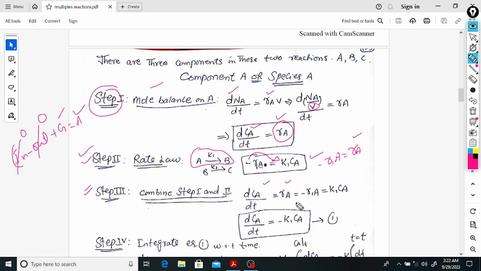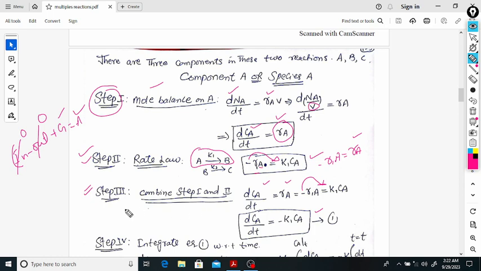Ra. So here you can see the minus R1 is equal to this one. So this minus sign will go to this side, and it will be equal to minus K1Ca. This is the combined step 1 and 2.